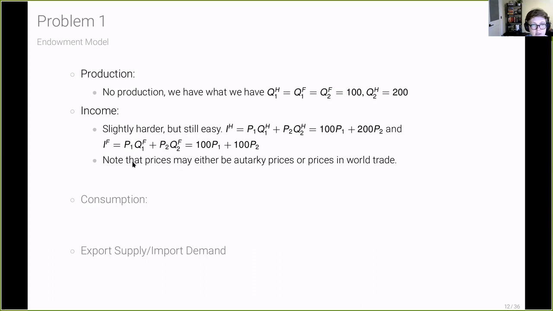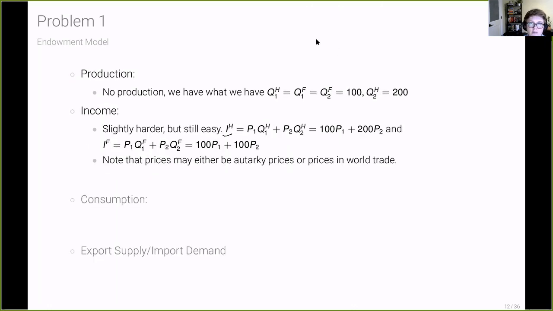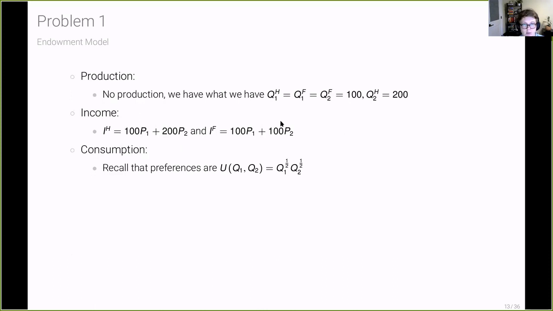And here I'm just calling these P1 and P2, making them arbitrary, because this either may be the autarky price or prices in world trade. So it's important to note that home's income, depending on whether we're thinking about the prices of goods in world trade or not, might vary based on those prices. So that's great. We figured out what both home and foreign's income is going to be. So now let's move on to consumption.